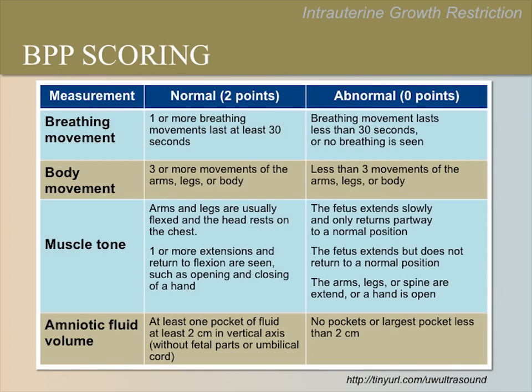Now please find the biophysical profile score chart in your handbooks. This is a standard scoring chart to help determine fetal well-being. The 4 characteristics to observe with ultrasound are breathing movements, body movements, muscle tone, and amniotic fluid volume. Please pause the video now and take a moment to review the chart in detail. We will demonstrate how to do the BPP in the hands-on sessions.